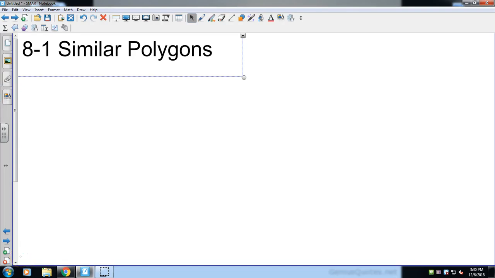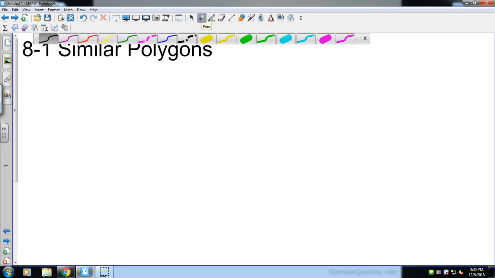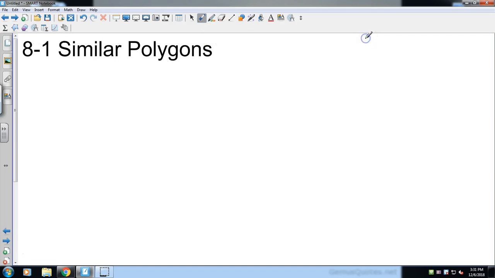Geometry, Chapter 8, Section 1. We've been doing a lot of congruent shapes, congruent triangles, congruent parallelograms, different types of things. This chapter, we're going to deal with similarity. And so when things are similar, they have common traits, but something that might just be a little bit different. So if polygons are similar, then there are two things that are true.